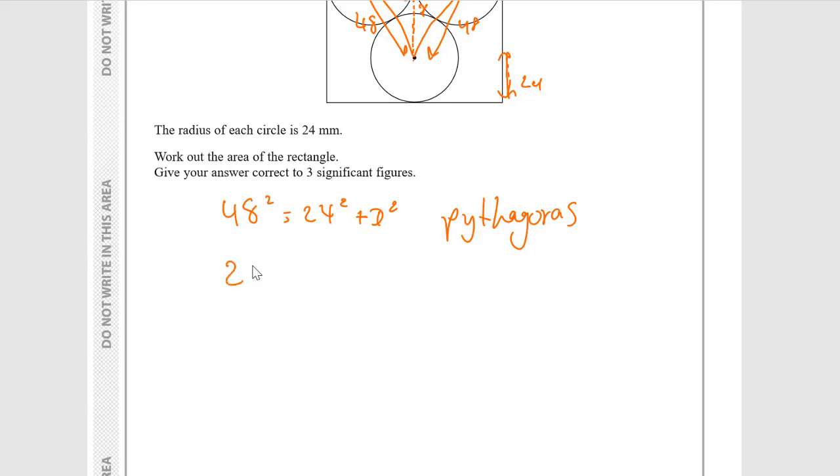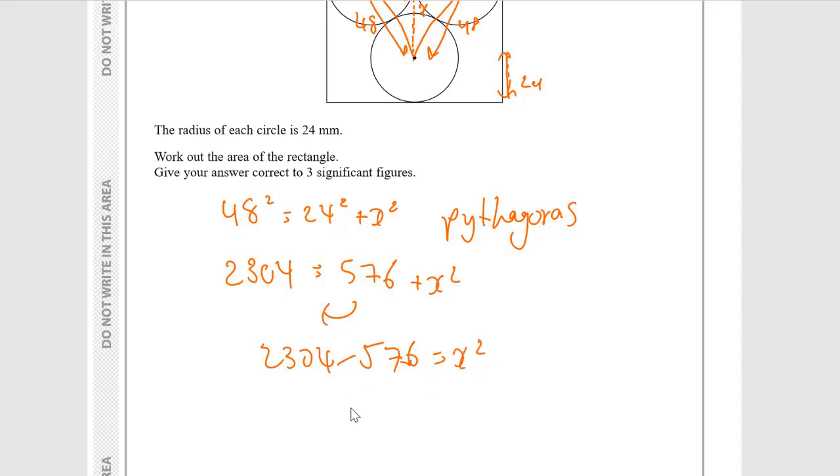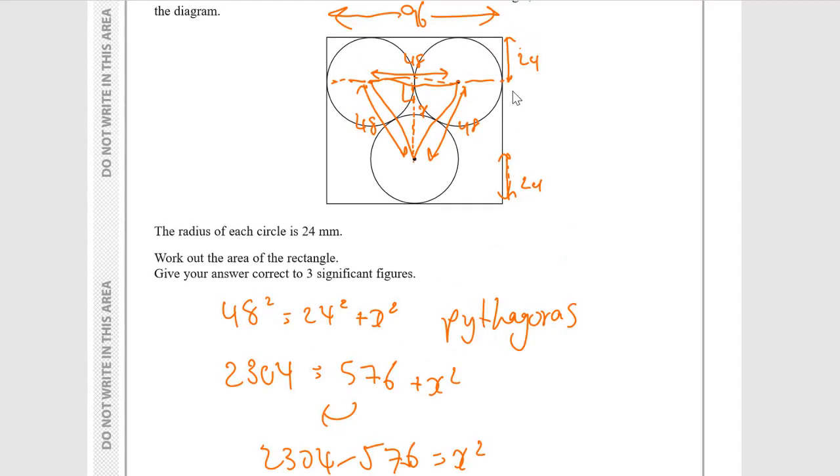So using our calculator, we get 2,304 equals 576 plus x squared, and then at this point we just take this to the other side. 2,304 minus 576 equals x squared, which gives us 1728 equals x squared, and then we get 24 root 3, which equals x. So we know that this height here is going to be 24 square root 3.